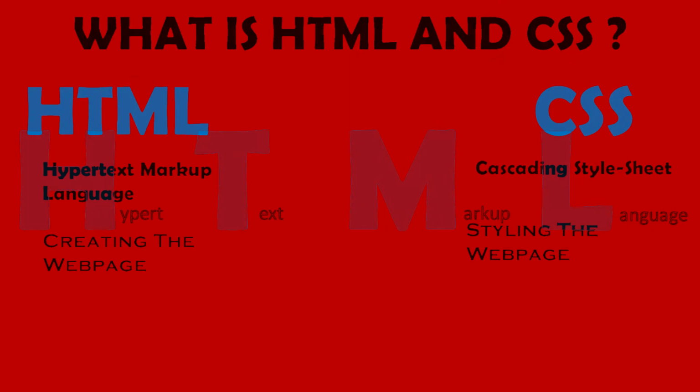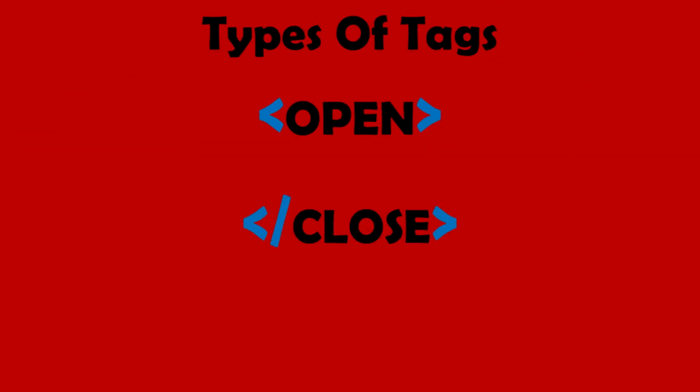So let's start with HTML. HTML is divided into tags, and there are two different types of tags. One called the open tag and the other one called the close tag. Any tag you open you must close, although there are some tags that don't need to be closed. Okay, let's see the examples of tags.